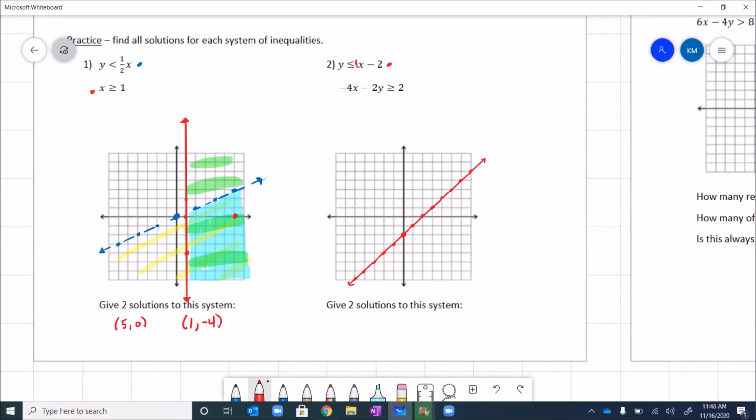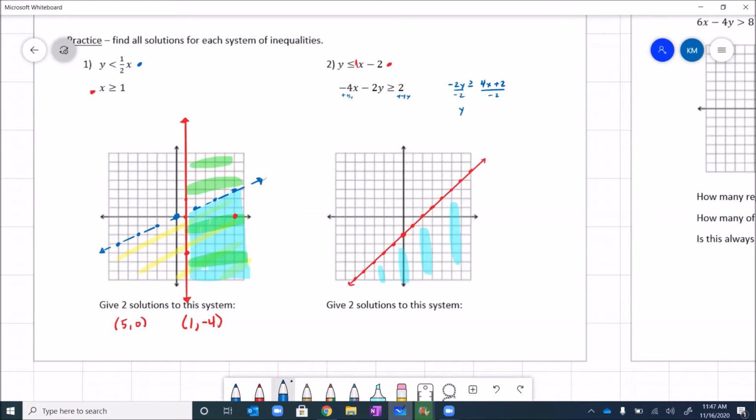And okay, next line, we're going to want to put this in slope-intercept form. I'm going to add 4x to both sides. Gives me -2y is greater than or equal to 4x plus 2. Divide by -2.